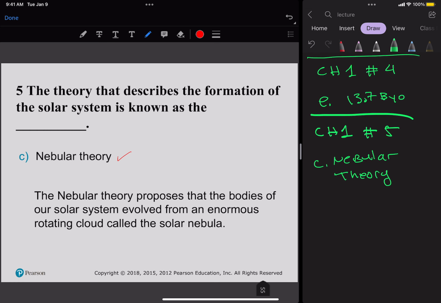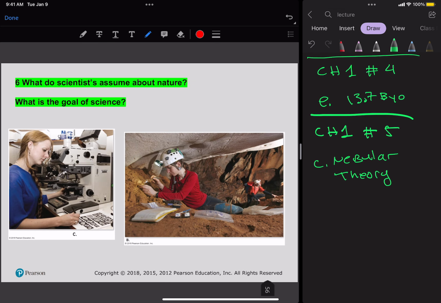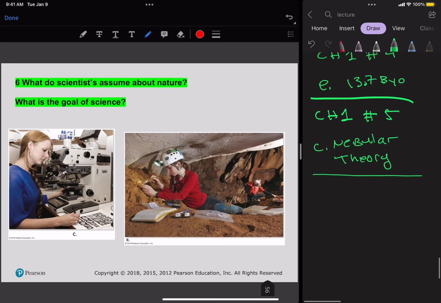Next, these are not multiple choice, so you'll have to enter a sentence for this one. Chapter 1, number 6. I'll make it two parts, part A and part B. Part A, what do scientists assume about nature? And part B, what is the goal of science?